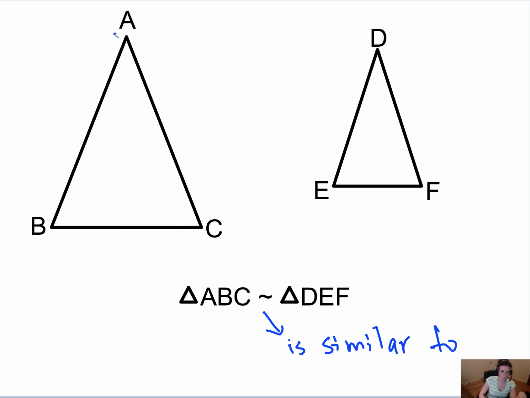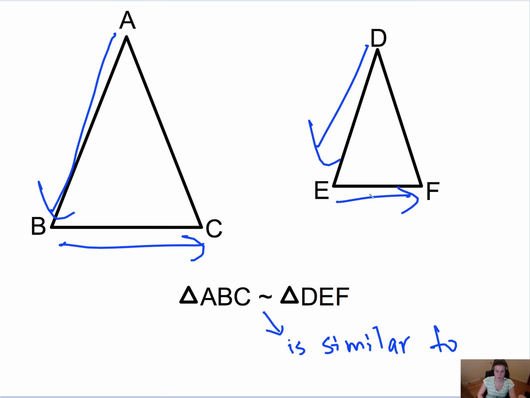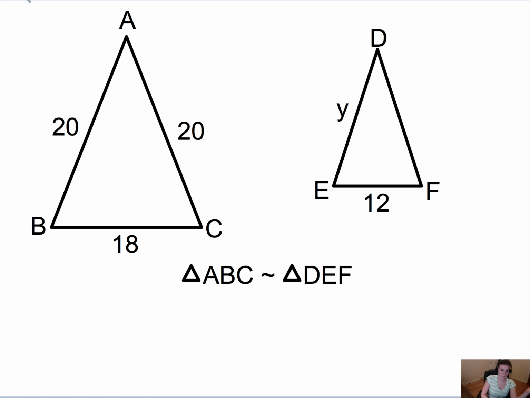So for this one, it's triangle ABC, so we're going in that order, is similar to triangle DEF. So these are positioned the same way. It means that proportionally they're the same. It's just that one is larger, one is smaller, but proportionally they are equal to each other. So let me show you what I mean.